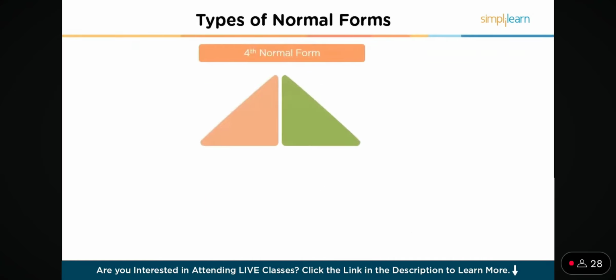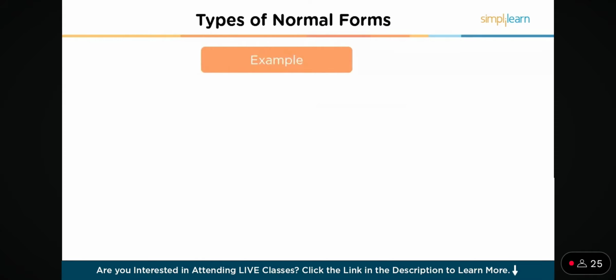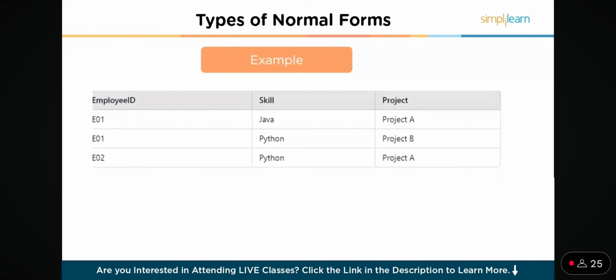A table is said to be in 4NF if it is in BCNF and has no multi-value dependencies. So let's consider an example of fourth normal form. Consider a table where an employee can have multiple skills and work on multiple projects. As you can see, the employee ID, skill, and the project. The problem with this table is the multi-value dependency. An employee's skill is independent of the project, but both are stored in the same table. This leads to multi-value dependency, violating 4NF.